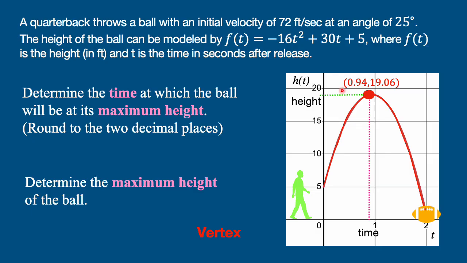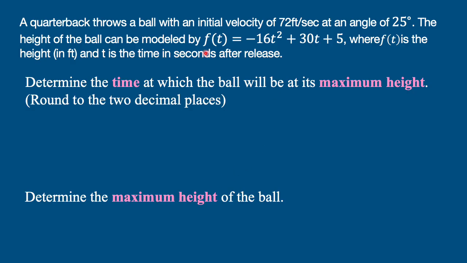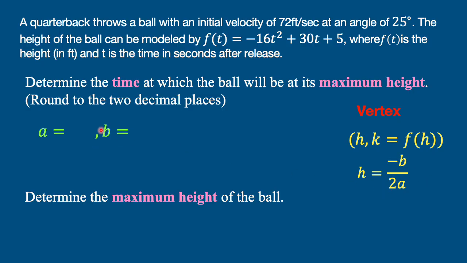How am I gonna find this point? Let's find the vertex point with the quadratic function. Now, let's find it, guys. Here is the quadratic function of height. t represents time. So we know that we're gonna find the vertex point. How are we gonna find the vertex point? h and k. If you find h, we can find the k value. h is gonna be negative b over 2a. What is a? What is b? a is gonna be negative 16. b is gonna be 30, right?